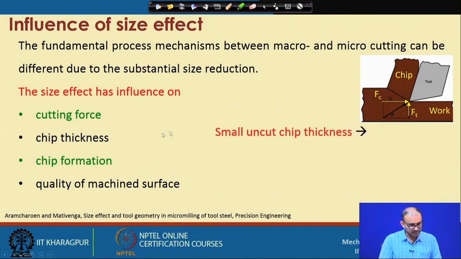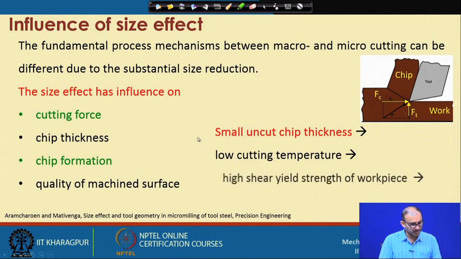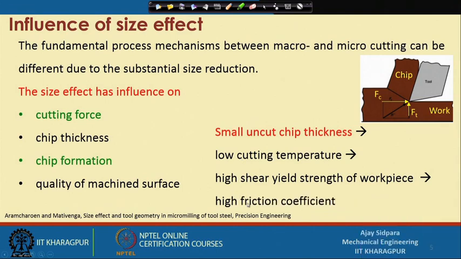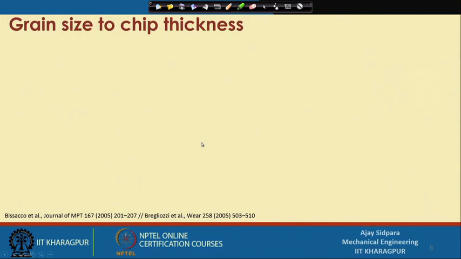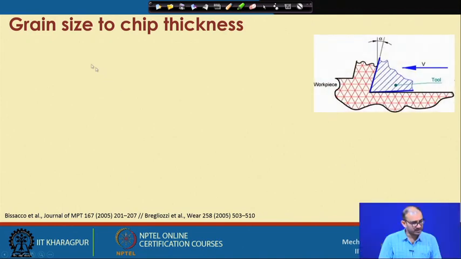Now, let us see that a small uncut chip thickness has an effect on the low cutting temperature. Because of the low cutting temperature, the material yield strength is very high, and it results in high friction coefficients. Now, let us see the effect of grain size on the chip thickness, that we have seen in the earlier slide.